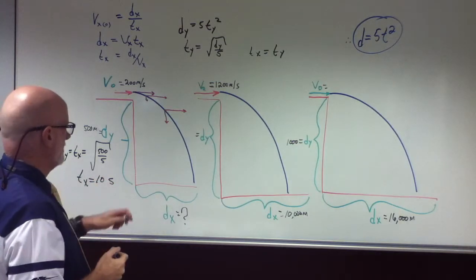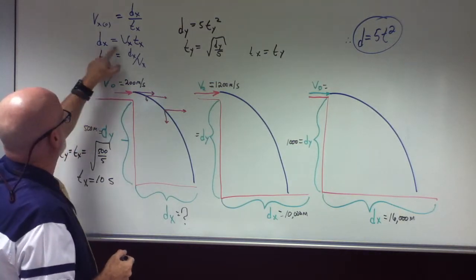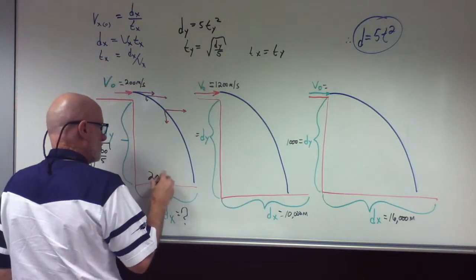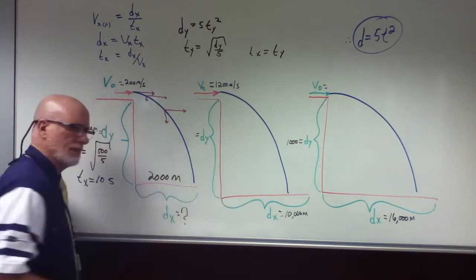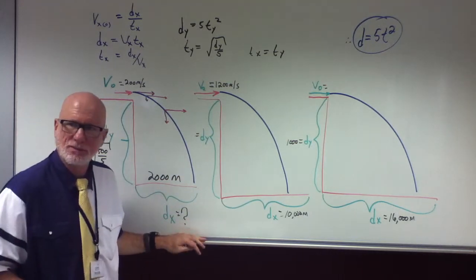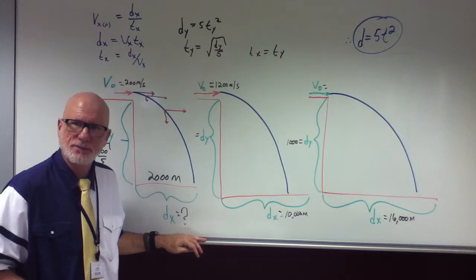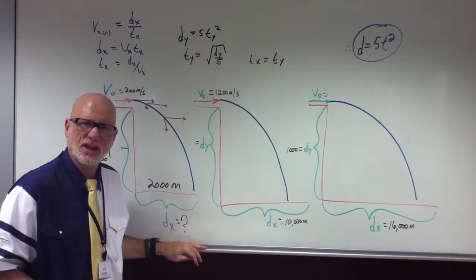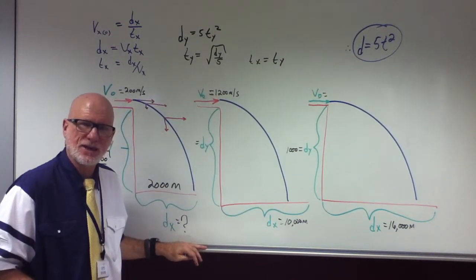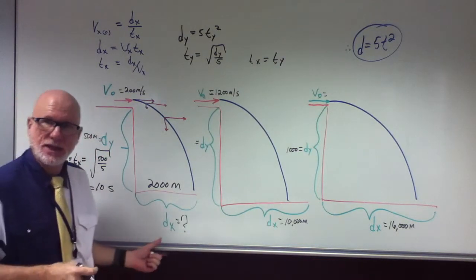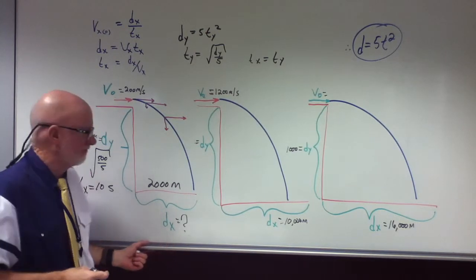So what is 10? 10 times 200 is 2,000 meters. How many meters in a mile? Around 1,600 meters in a mile. So it's substantially more than a mile, right?